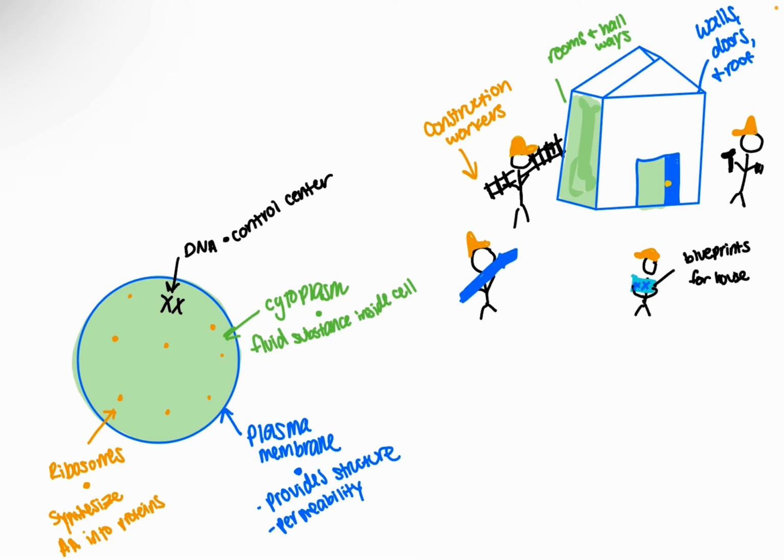And then we have the rooms and hallways and the cytoplasm, because that's where everything is happening. That's kind of the inside of both the cell and the house, and that's where things are kind of placed in each of them. So yeah.